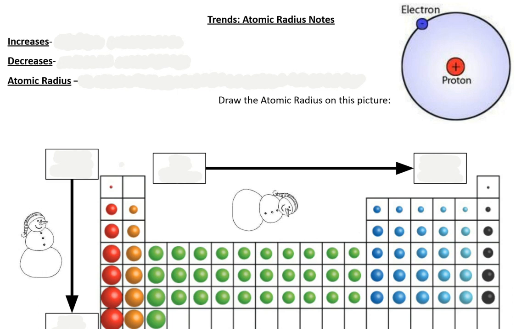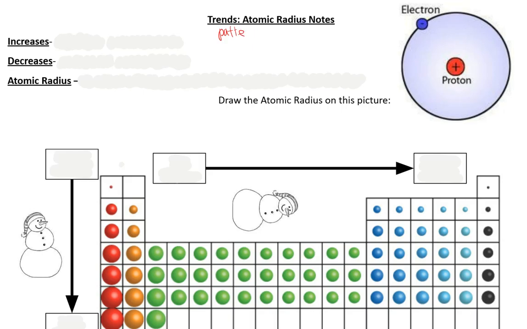All right, hello everybody. So today we are going to learn about a trend. Trend means a pattern, and the pattern we're going to learn is called atomic radius. So again, all we're learning is just a specific pattern or trend on the periodic table, okay?